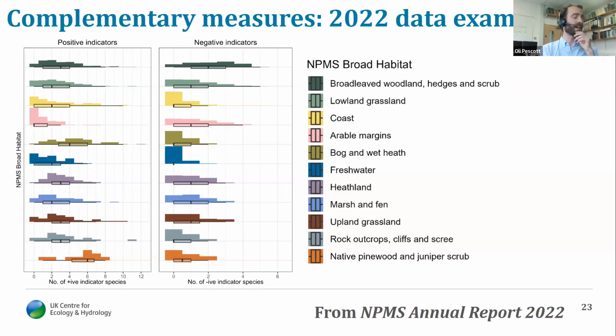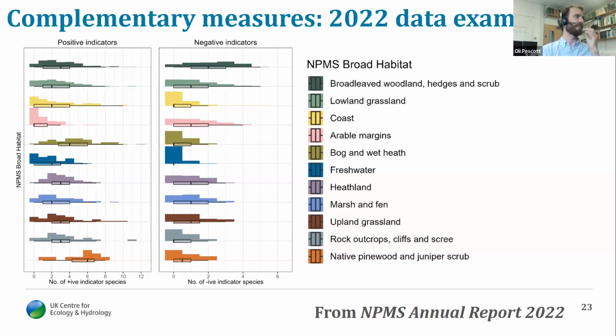And maybe that's a side effect of the way we define the positive and negative indicators in those cases. So it's definitely something that would warrant a more in-depth look going forwards. Another one with a similar pattern is bog and wet heath, where we tend to almost always have more positive indicators than we do negatives.